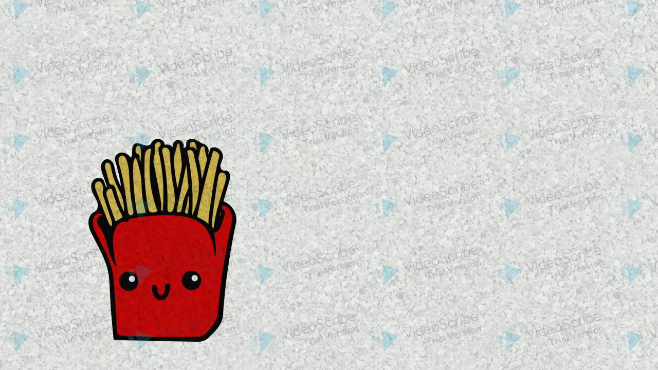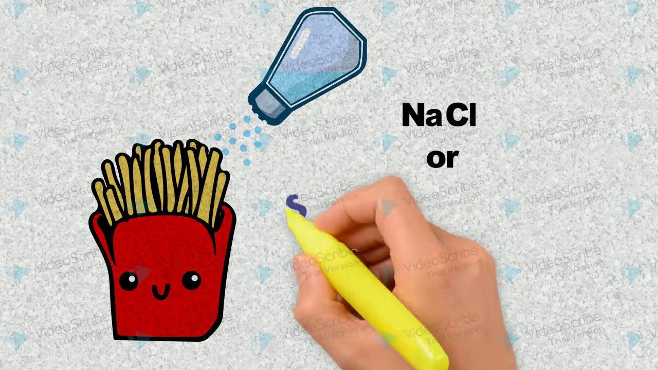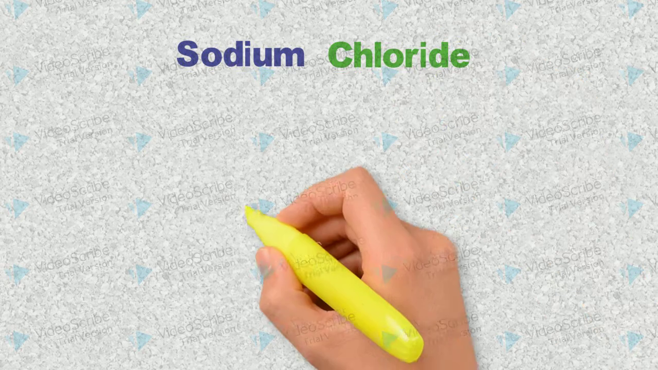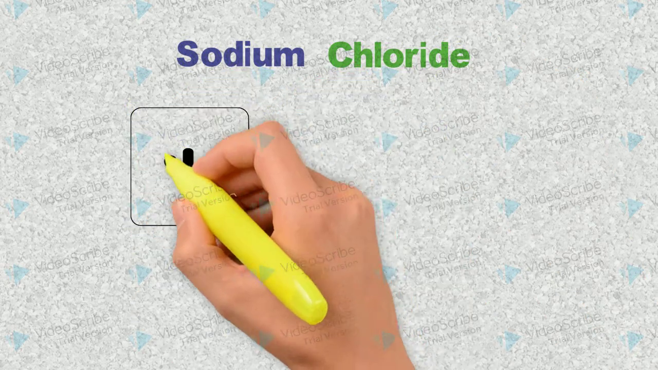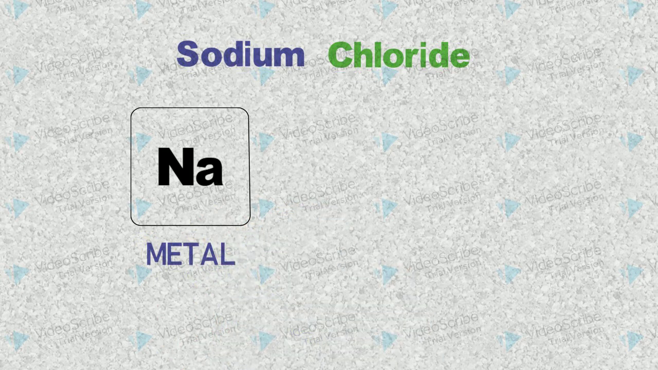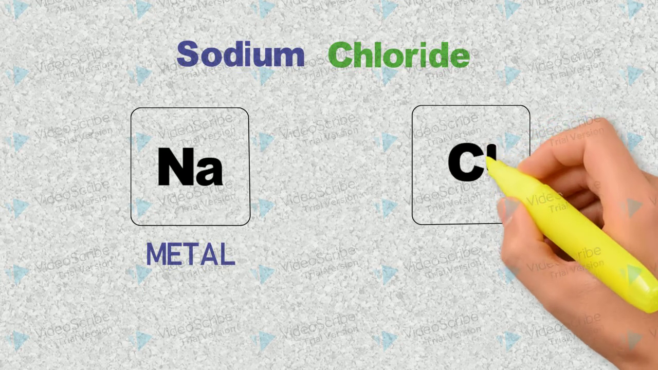Well, chances are you're thinking of the salt that goes on your chips. This is a chemical compound called NaCl, or sodium chloride. Sodium chloride is a salt which is made from two elements: sodium, a metal with the symbol Na, and chlorine, which is a non-metal, and the symbol for chlorine is Cl.